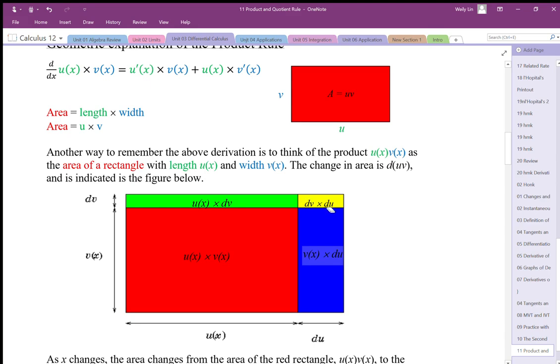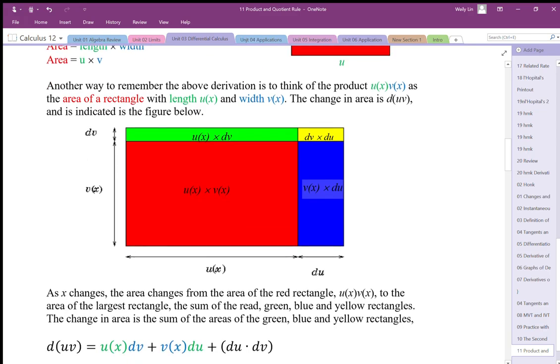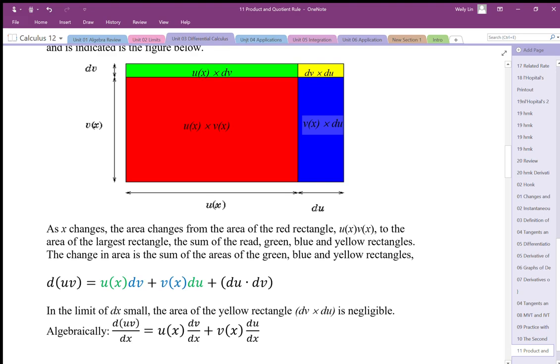There's also this extra area here in the top right hand corner, but this dv and du, remember, they're infinitesimally small. So really this is a really thin strip of rectangle. This is going to be just a tiny insignificant bit of area. So the dv times du we treat as insignificant. So algebraically it starts to look like this.